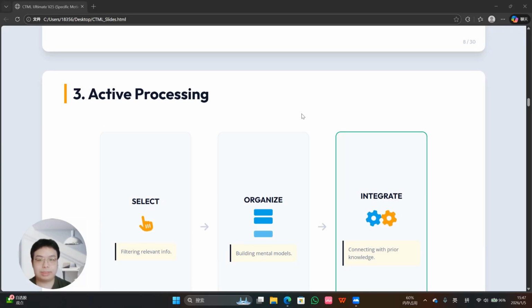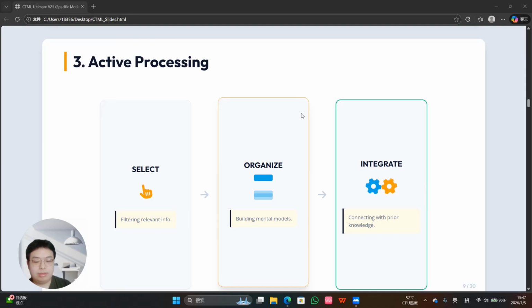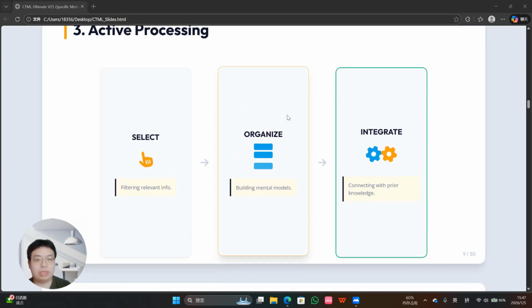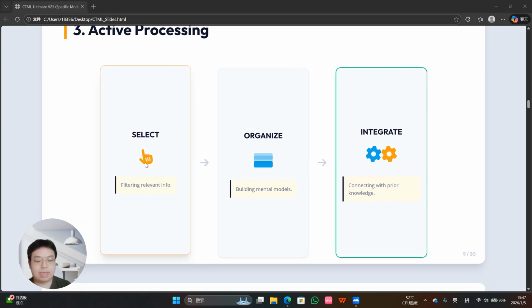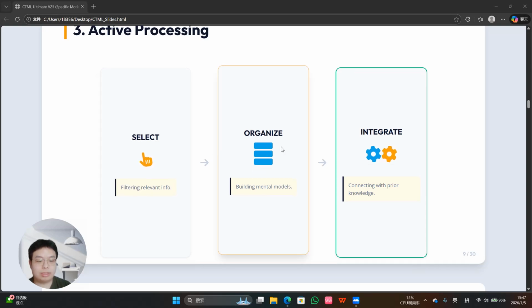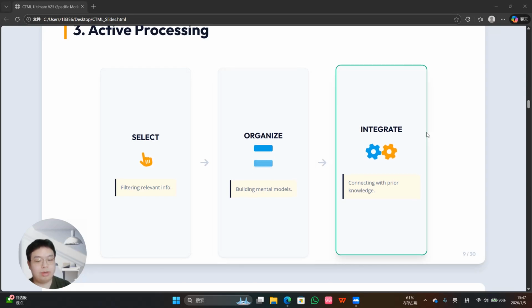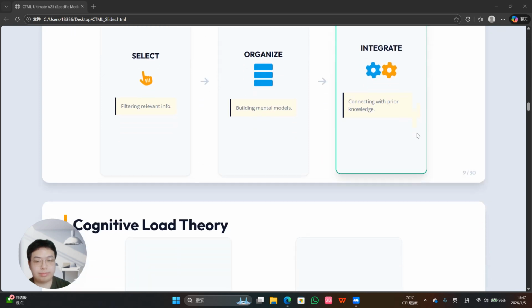Third, the active processing. Learning is not copy-pasting. It is an SOI process. What is SOI? It means select, organize, and integrate. Select, like this hand, selecting relevant information. Organize, like stacking blocks, building a model in the mind. Integrate, like gears meshing, combining new info with prior knowledge from long-term memory.